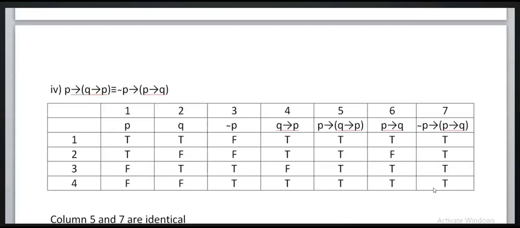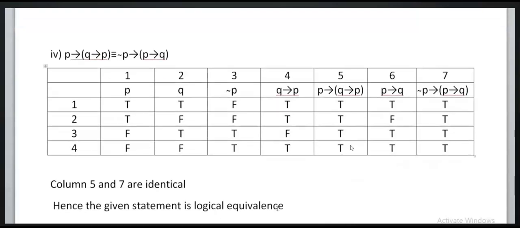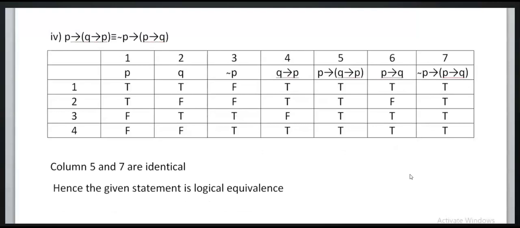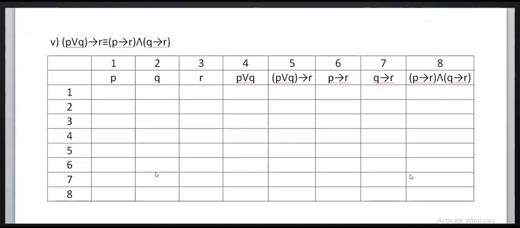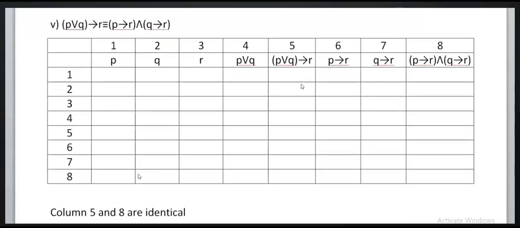Now see this. The column number 5 and the column number 7 are identical. And hence the given statements are logically equivalent. Now the next is, see this here, P, Q, R. We find out P or Q implies R. This is one. Next is P implies R, Q implies R, and then AND.